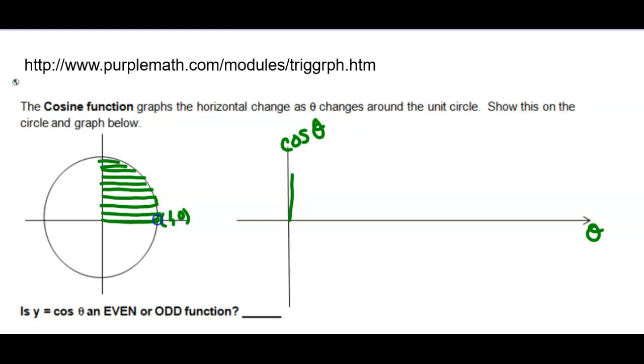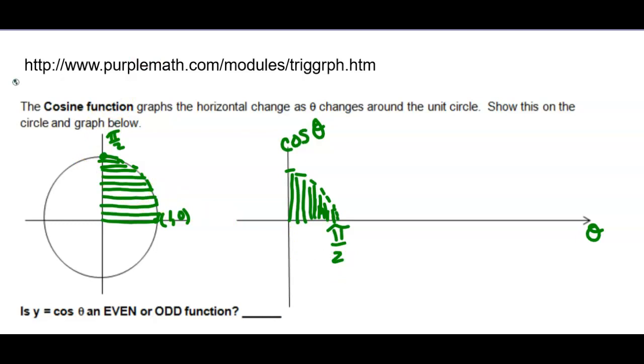So as I rotate around, the amount I had to go over is decreasing until it gets all the way to nothing. I didn't have to go over at all when I got to pi over 2. So my x values, which on here are now the value of the cosine, were getting shorter until they got to 0 at pi over 2.